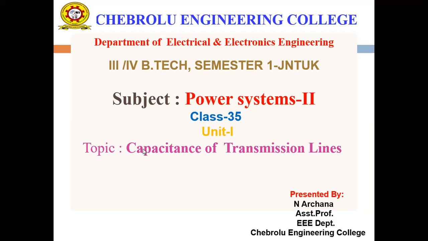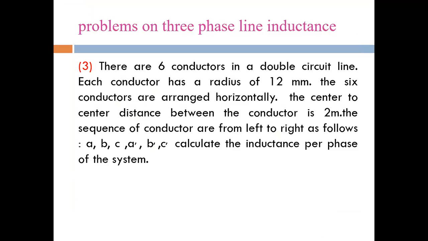Today we are discussing the capacitance of a transmission line and some problems related to three-phase line inductance. In the first problem, there are six conductors in a double circuit line. Each conductor has a radius of 12 mm.